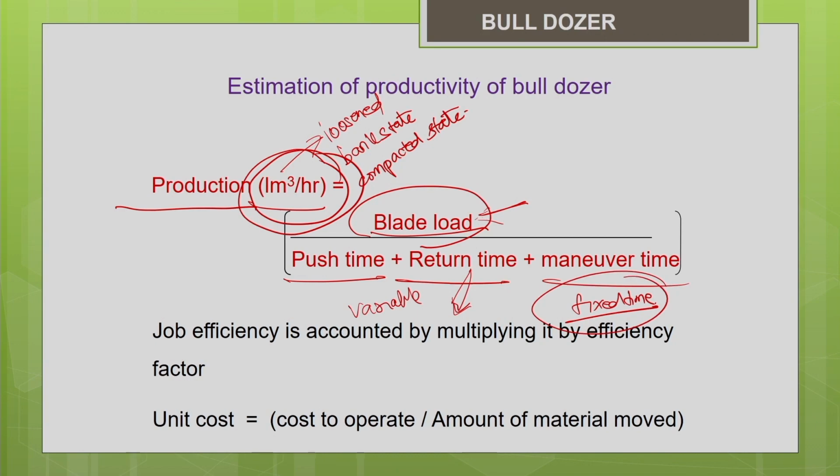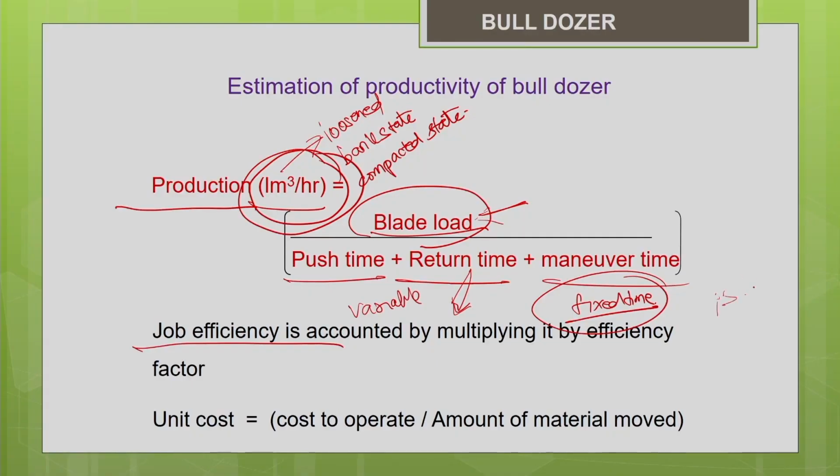After estimating this, you have to take into account the job efficiency. One thing you should know is that your machine is not going to be operated for the entire 60 minutes in an hour. Depending upon your project condition, it may operate for 45 minutes or 50 minutes. It may even operate for only 30 minutes. It depends upon your project condition.